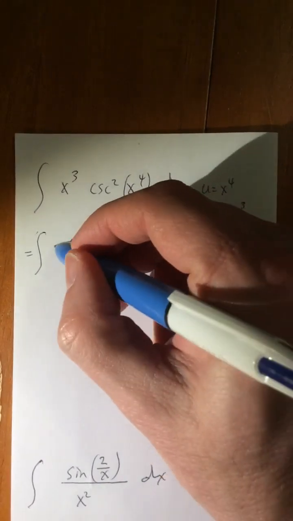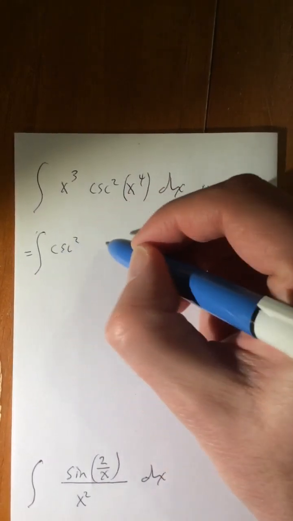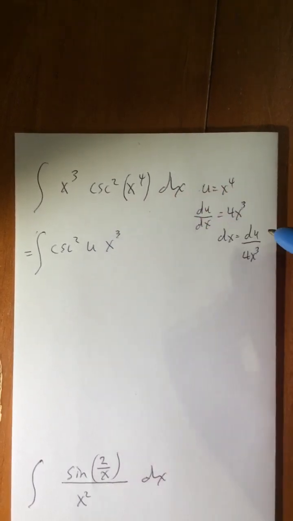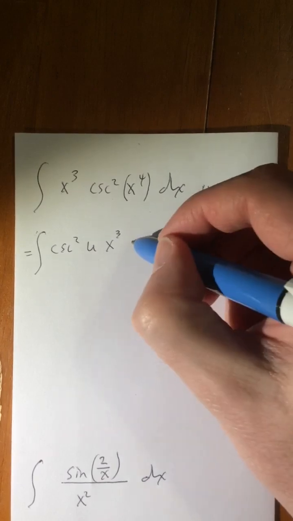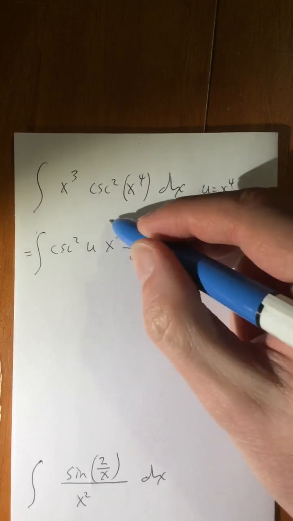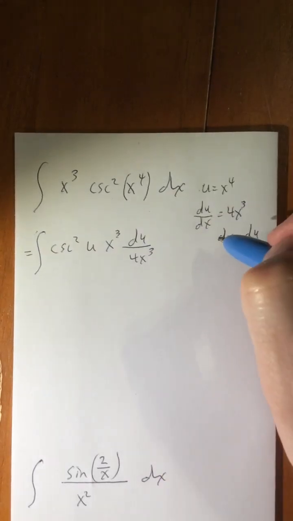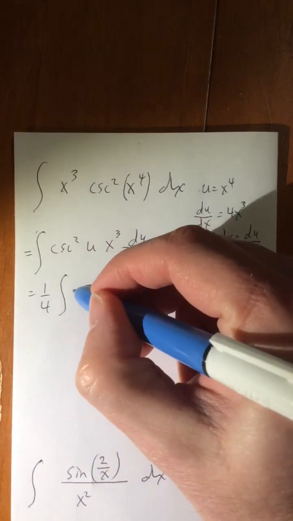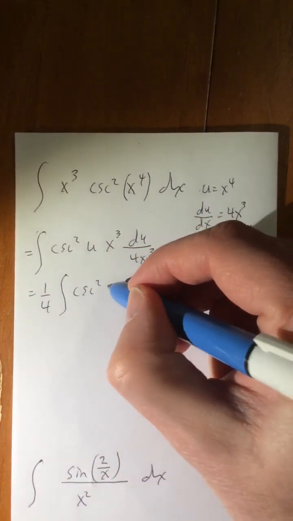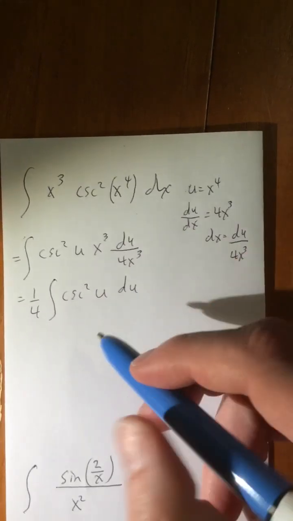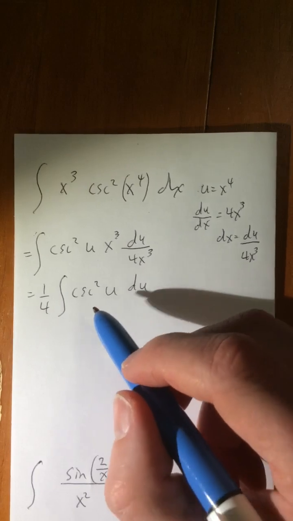So we're going to have cosecant squared of u times x cubed, and then dx is the same as du over 4x cubed. The x cubes are outie, the 1/4 goes in front, so we have 1/4 integral of csc squared of u du. And now we can ask ourselves, what is this the derivative of?